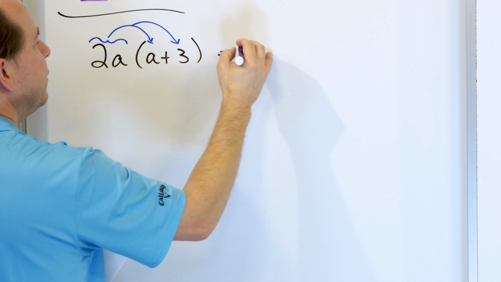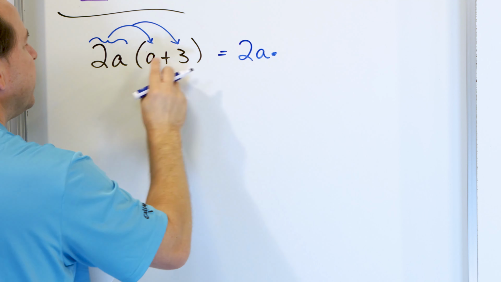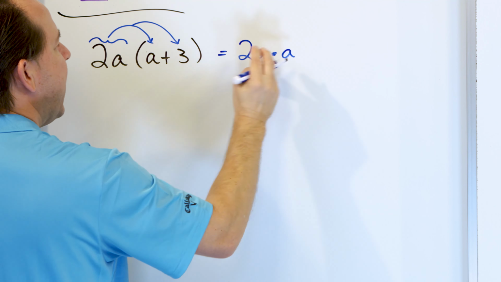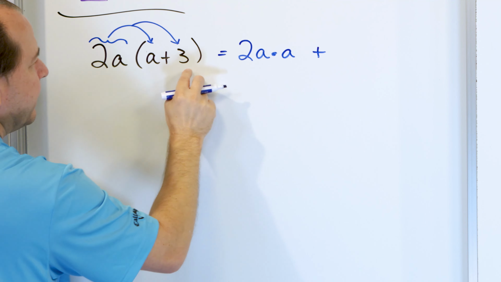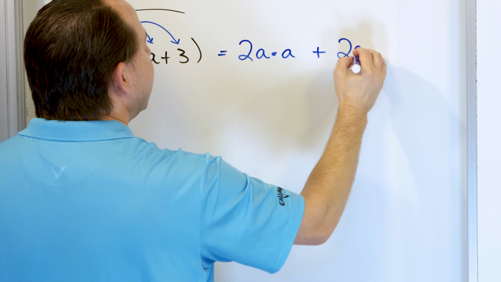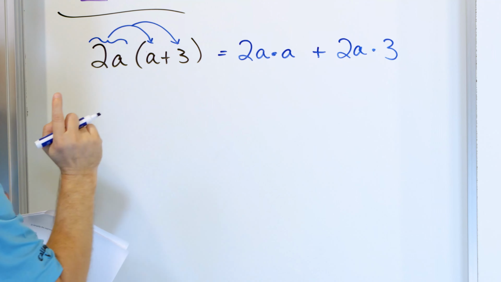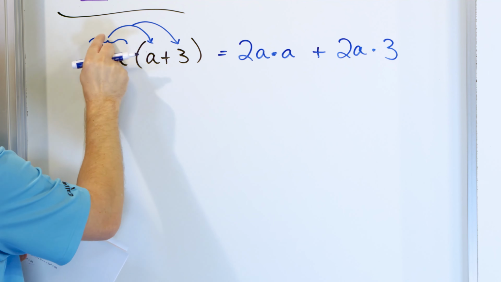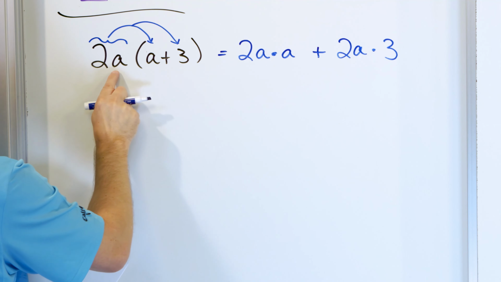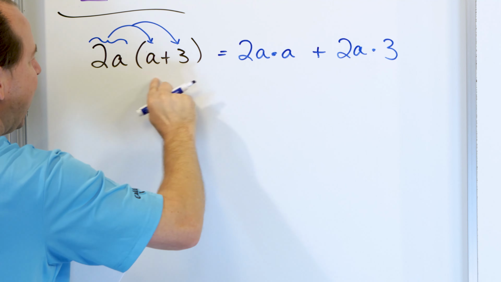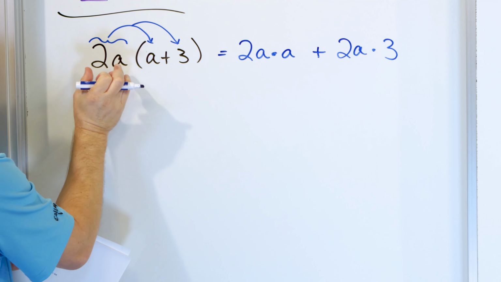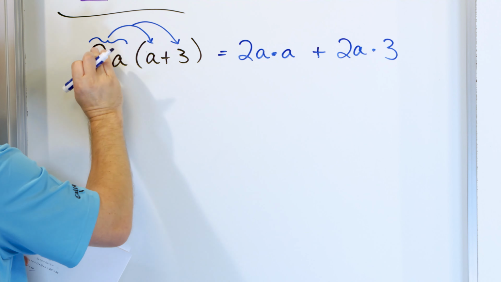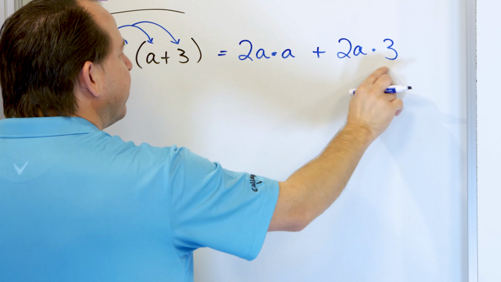So you have 2 times a, and it's multiplied times this a. And then it's linked with a plus sign. And then the 2a gets multiplied in times the 3. So it's 2a times 3. Make sure you understand what's happening. The entire thing on the outside is what is getting multiplied in, not just the a. It's not like just the a goes and the 2 sits there. Because they're multiplied on the outside like this, they act as a unit. They go in times the a, they go in times the 3. And so that's what we have here.